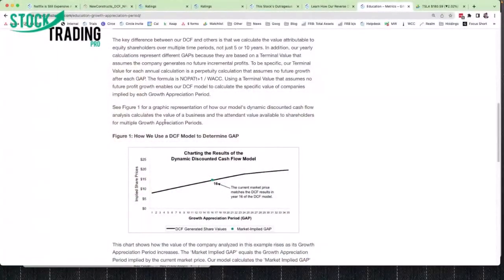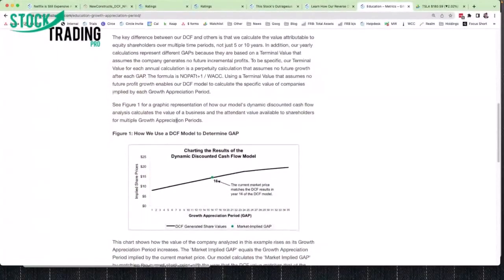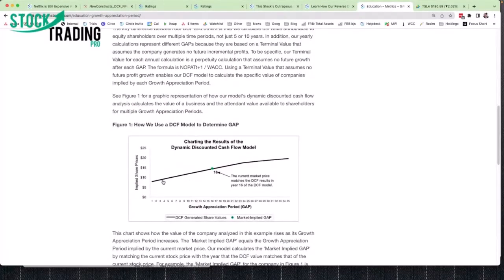So you want to start getting into, I guess we'll start out with Netflix because it came out yesterday. Yeah. Let me share my screen. I want to touch one more thing on this growth appreciation period. Here's a nice little model we put together, and this is how our discounted cash flow model works. You can see how we're projecting values for the share price over a long period of time. And the year in which the model results equal the stock price, as you see here, is the market implied growth appreciation period.